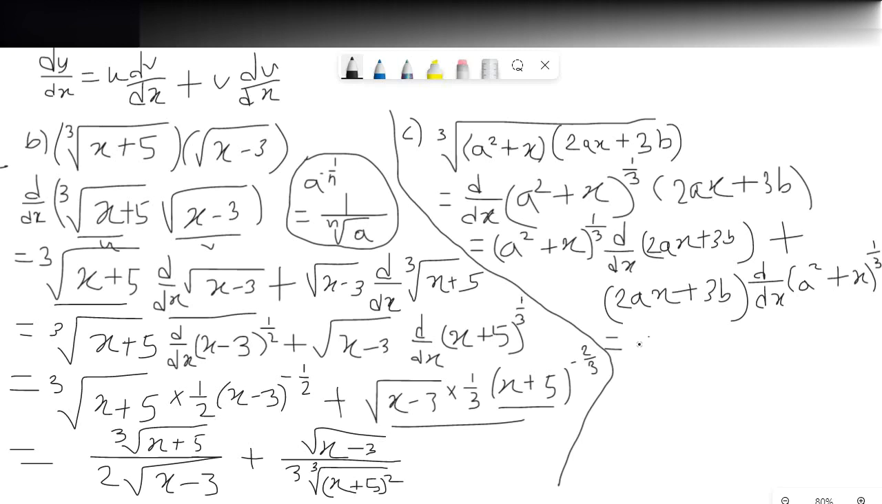So simplifying, we get a squared plus x whole to the power 1/3 multiplied with the derivative of 2ax plus 3b, which is basically 2a because 3b is constant. This is mainly because you are differentiating the expression with respect to x, as denoted by the dx below, so everything except for x will be regarded as constant.